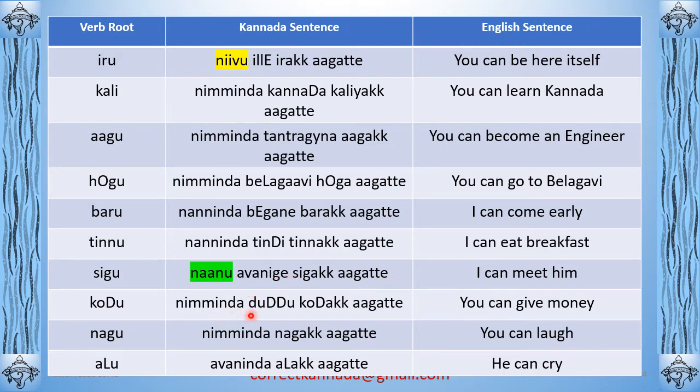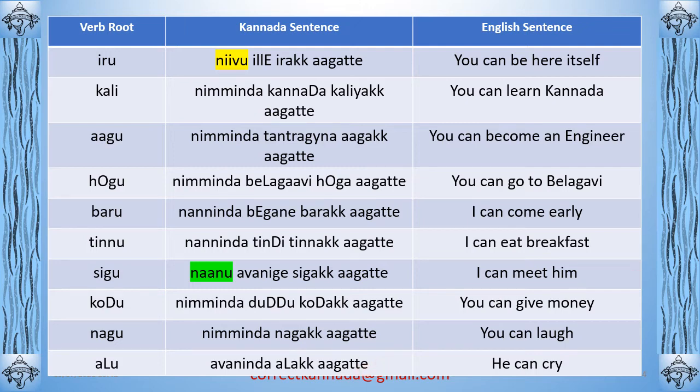ಕೊಡು. ನಿಮ್ಮಿಂದ ದುಡ್ಡು ಕೊಡಕ್ಕಾಗತ್ತೆ. You can give money. ನಗು. ನಿಮ್ಮಿಂದ ನಗಕ್ಕಾಗತ್ತೆ. You can laugh. ಅಳು. ಅವನಿಂದ ಅಳಕ್ಕಾಗತ್ತೆ. He can cry. Now the thing that you have to note in all these drumbeat examples is this nimminda. Usually I've given it just for completion. In your sentence, when you're speaking a long sentence, you will never have to use this subject. You will straight away be saying alakkagatte. That is what will come into your sentence when you are speaking.